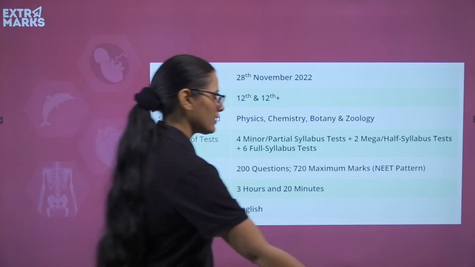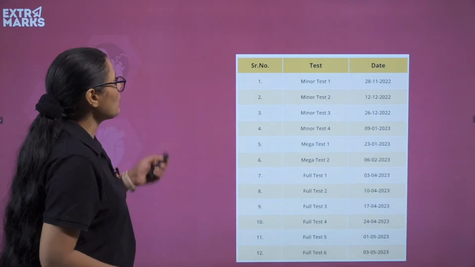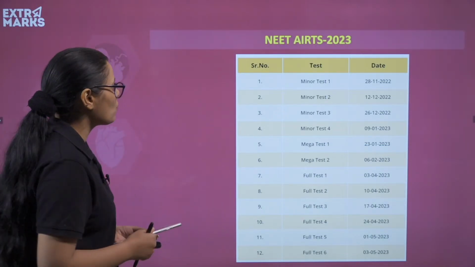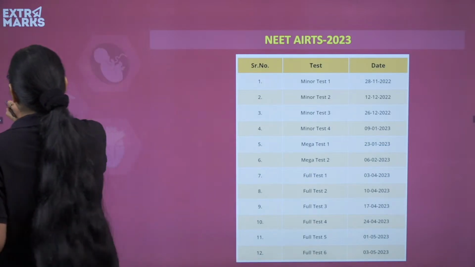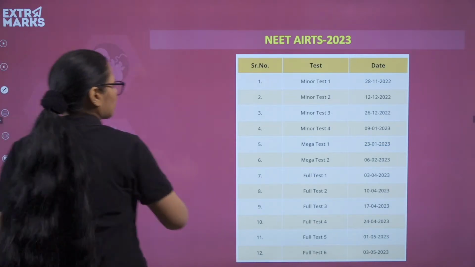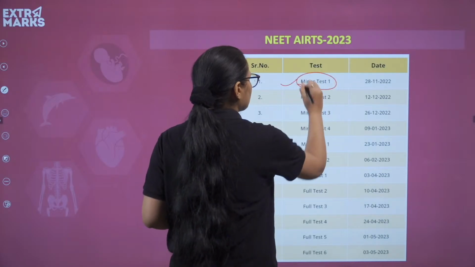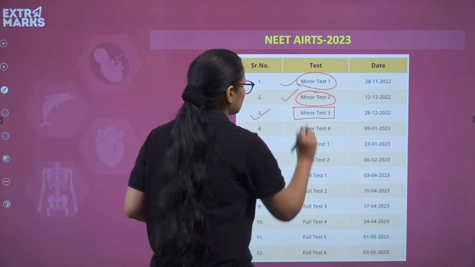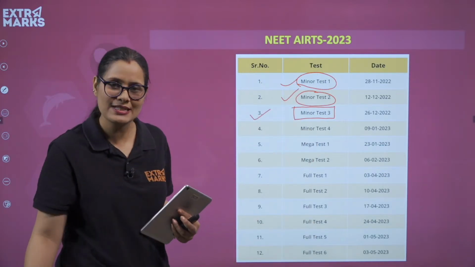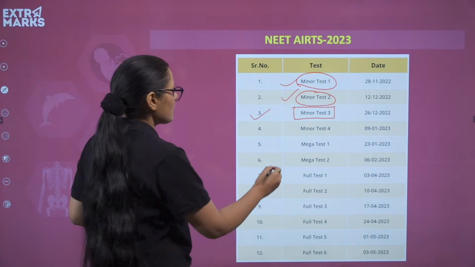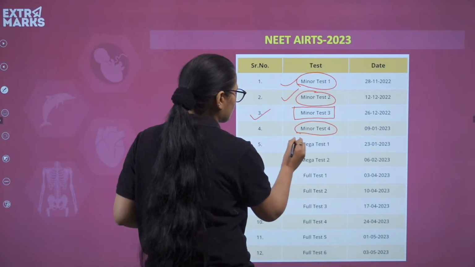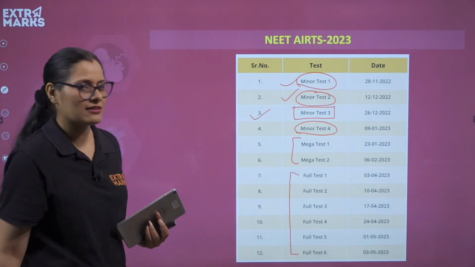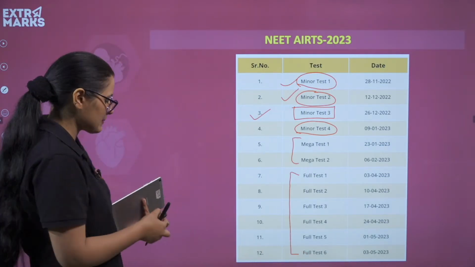Alright. Now, let's see what we are going to have in this test series. We already had the papers, minor test 1 and minor test 2, already done. On 26th of December, we had this paper, minor test 3, for which we will take up this discussion. And then another minor test would remain. After that, we had 2 mega tests, and then there would be complete test papers or full test papers, right?